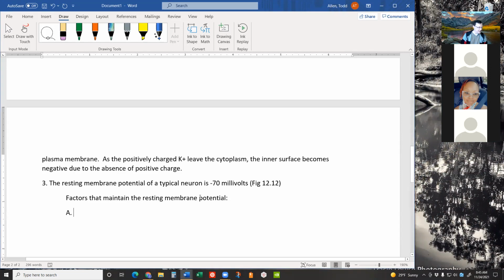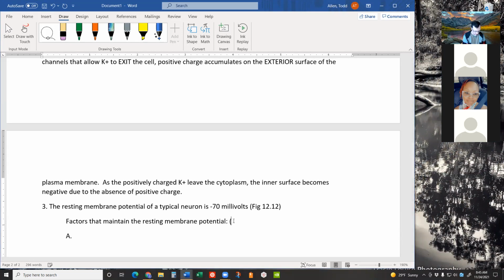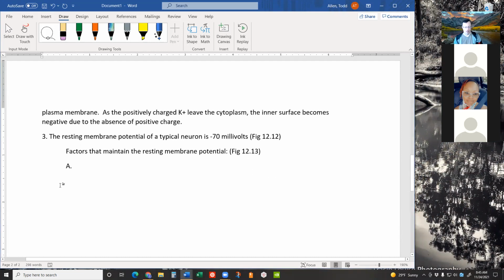There's basically 3 things, and this gets to actually figure 12.13. All right, so first point, there's going to be an unequal distribution of ions in the extracellular fluid and the cytosol, an unequal distribution of ions. Your book is going to do a better job of this than I could potentially draw.